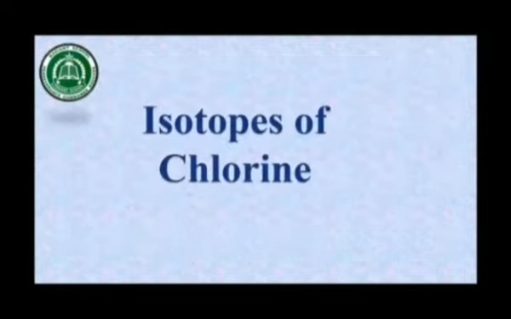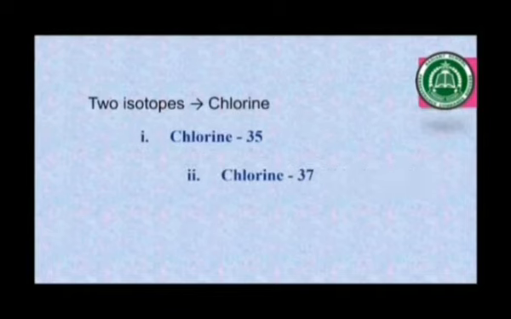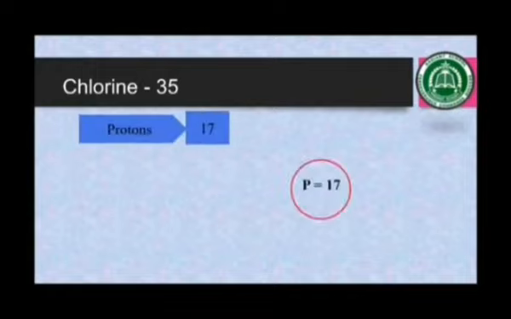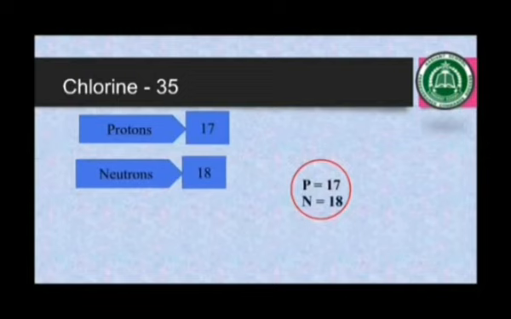Now let's discuss the isotopes of chlorine. Chlorine has two isotopes, chlorine 35 and chlorine 37. 35 and 37 are the mass numbers of the two isotopes of chlorine. The first isotope of chlorine is chlorine 35. It has 17 protons and 18 neutrons in the nucleus. 17 plus 18 is equal to 35. So the mass number of chlorine 35 is 35.